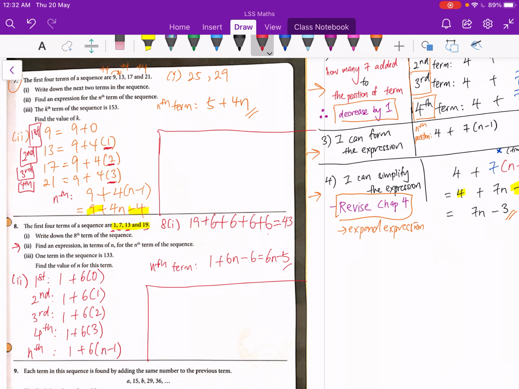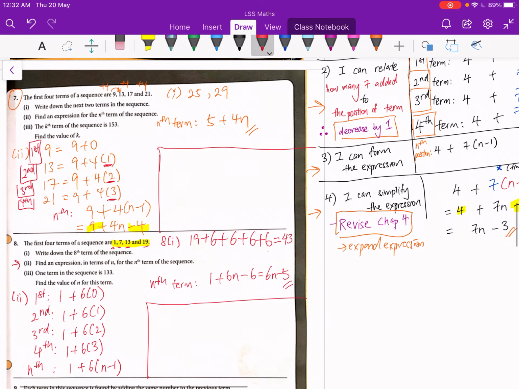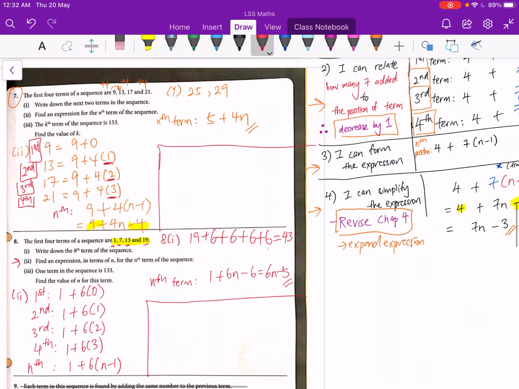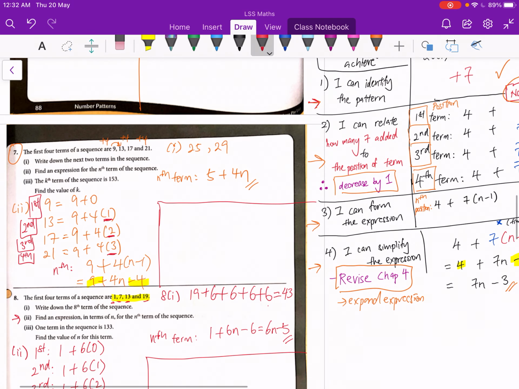If you are able to get 6n minus 5 through another method, your answer will be accepted as well, because normally this type of question is only 1 mark. I'm afraid some of you might not know where to start. That's why I give you these steps to follow step by step. But if you are able to go ahead with your own method and it works for all these 3 questions, then just go ahead.